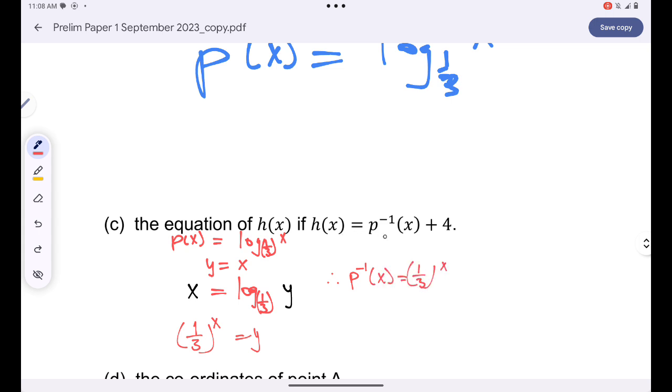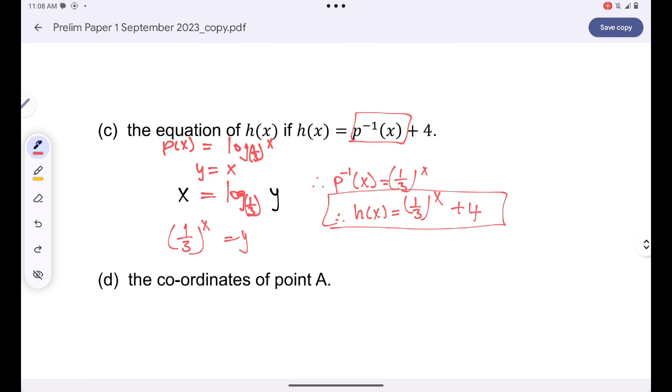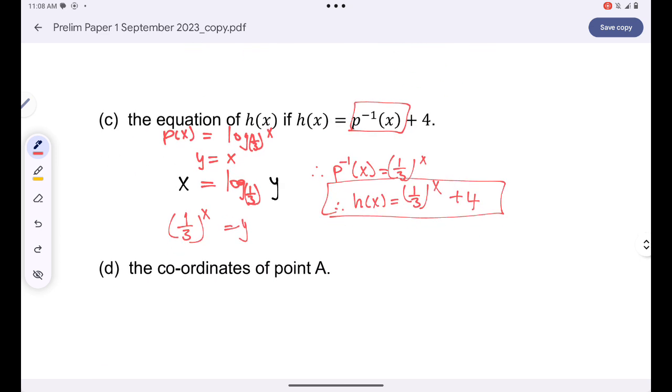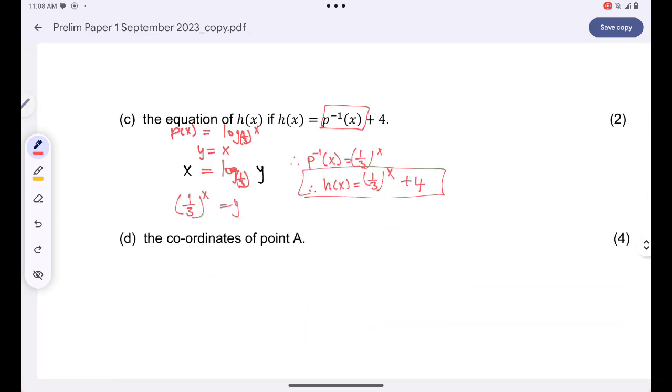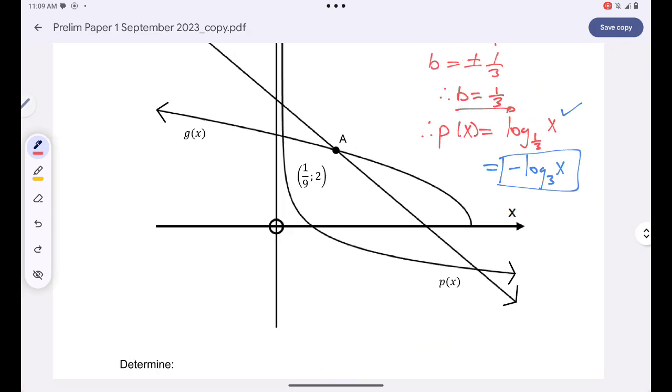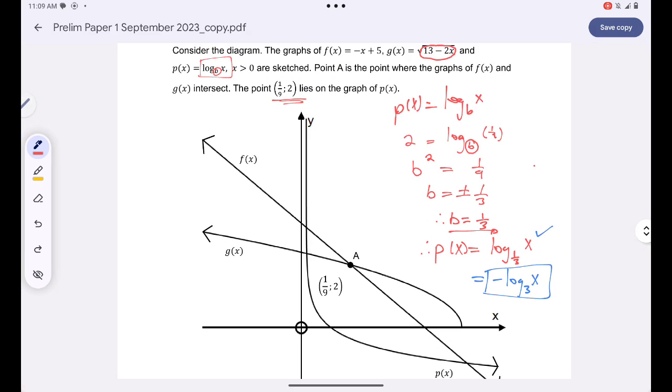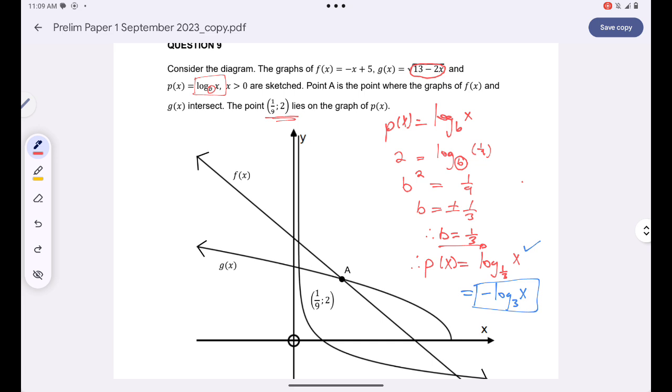But h of x, guys, is just the inverse of p that has been translated 4 units up. So therefore, h of x will simply be 1 over 3 to the power x plus 4. This will be the graph of h of x. Then now they want us to determine the coordinates of point A. Where is point A? Point A is the point of intersection of these two graphs.